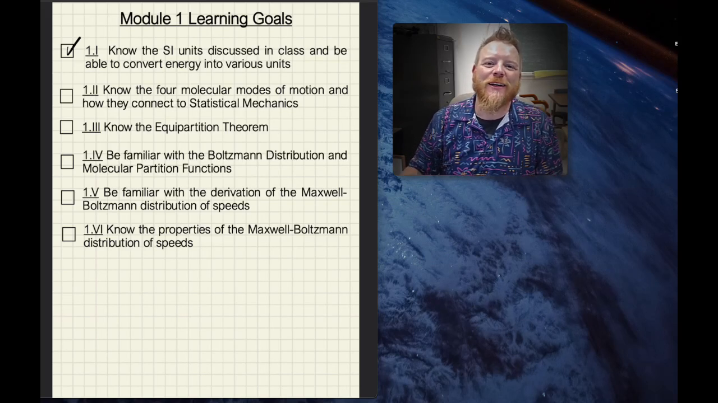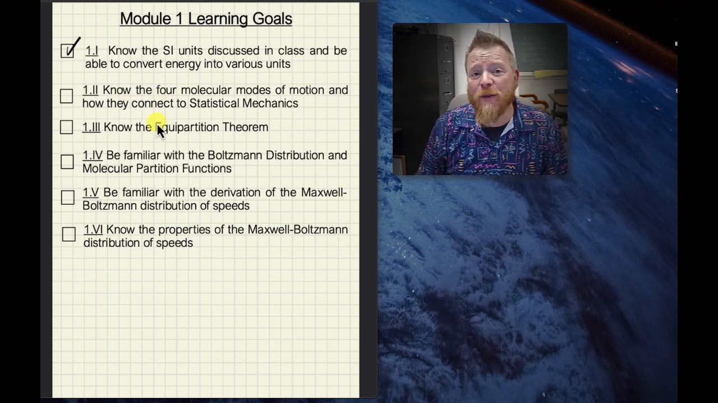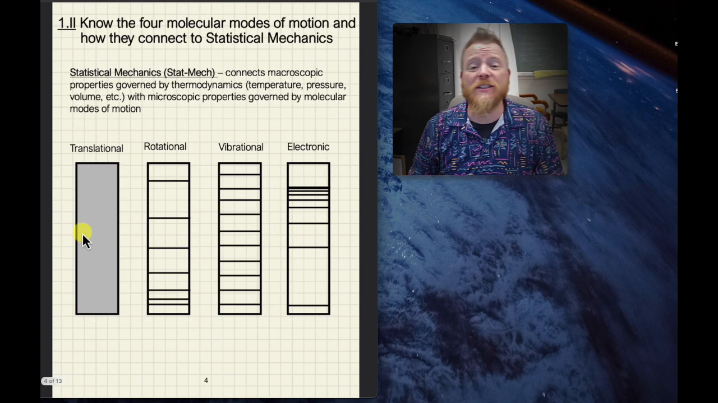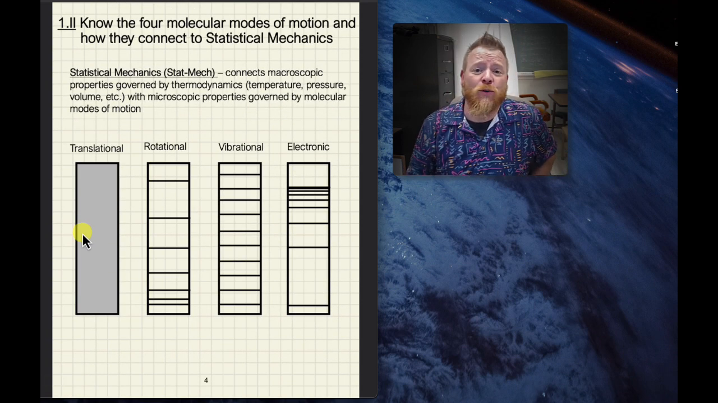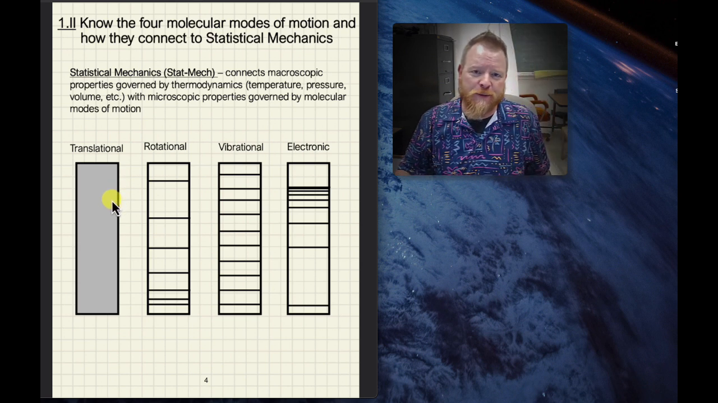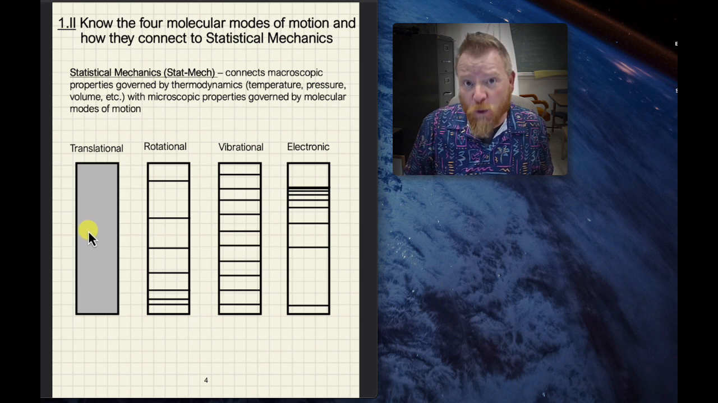Okay, folks, continuing along, let's get into this next learning goal, 1.2. Know the four molecular modes of motion and how they connect to statistical mechanics. Okay, so we are just taking a little bit of a crash course or an introduction into statistical mechanics. In some curriculums or even in graduate school, this would be an entire course.